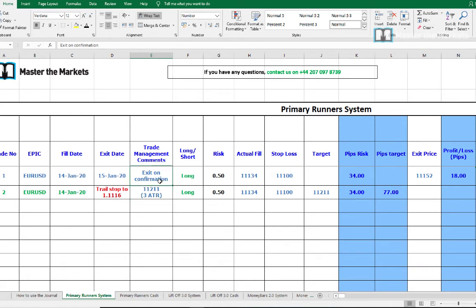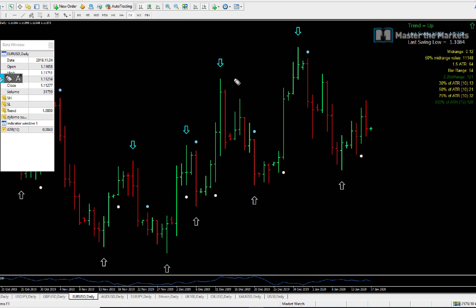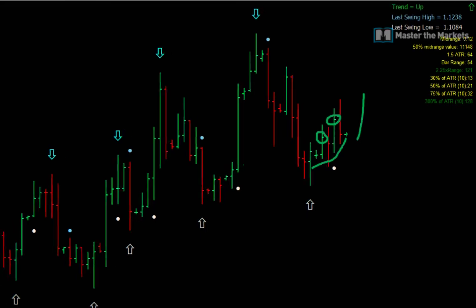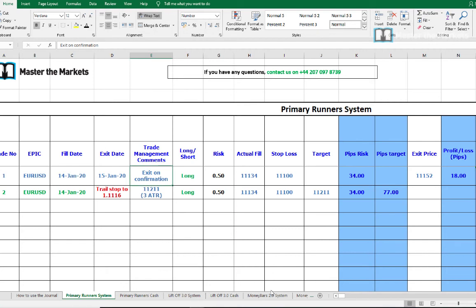Right. Now, let's take a look at primary runners. On the live trading room strategies, we only have one trade that we have closed out this week, 14 to 15 Jan. Exit on the confirmation. This was on the euro dollar, as you can see over here. We basically took this on the close and we exited on this high. So that's half of the position closed out and we let the other half run towards our target point. Let's see how that plans out for the week.